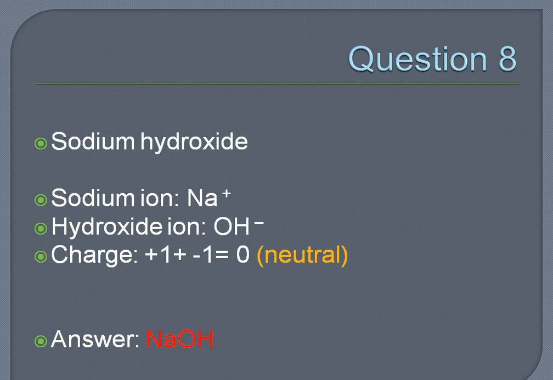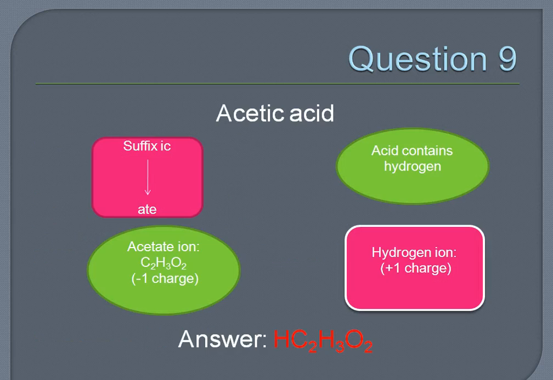Question 8. Sodium hydroxide. Sodium is Na with a +1 charge, whereas hydroxide is OH with the -1 charge. If we have +1 and -1, we get 0, which is neutral, so we would just write the formula as NaOH.